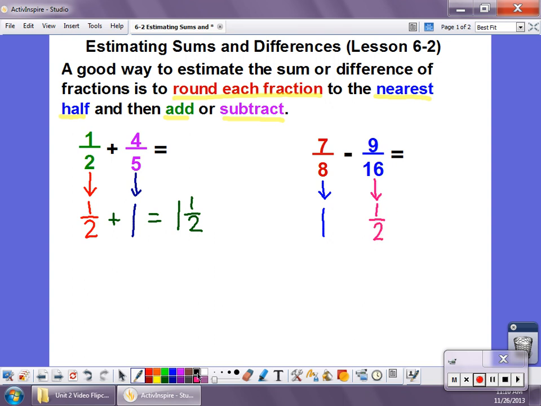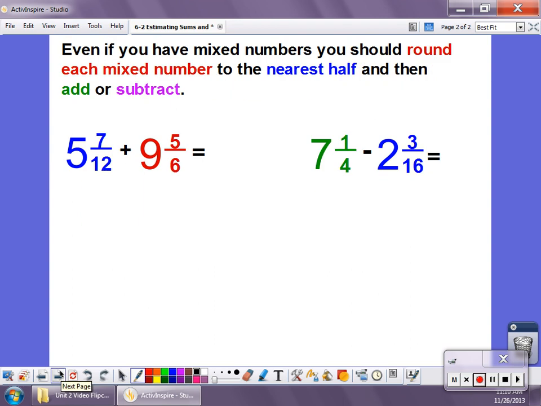So when I look at this problem, I see that I have 1 minus 1/2, and 1 minus 1/2 is 1/2. Which means that 7/8 minus 9/16 is about 1/2. Let's do 2 more problems. This one here is a little bit different because it has a whole number with it.